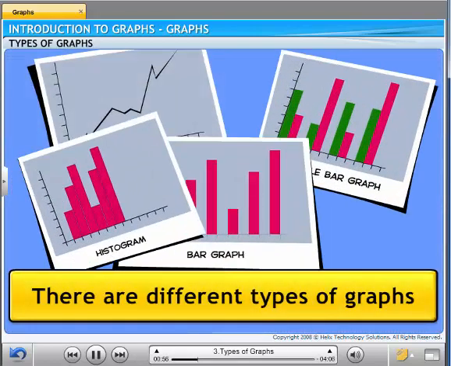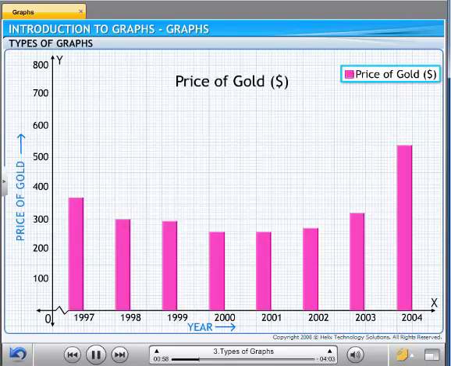There are many different types of graphs. A bar graph is shown on the screen. A bar graph is useful for comparing values over time, such as the price of gold over the years. A bar graph consists of a series of rectangles or bars. A different bar is used for each year. The height of a bar indicates the price of gold for a particular year. For example, the price of gold in the year 2004 was $540.